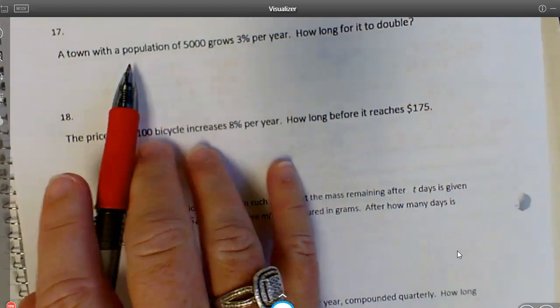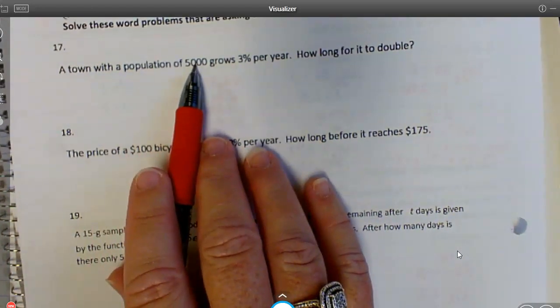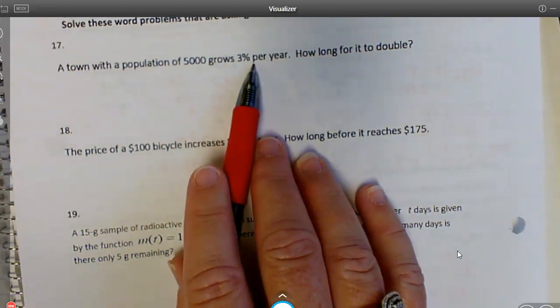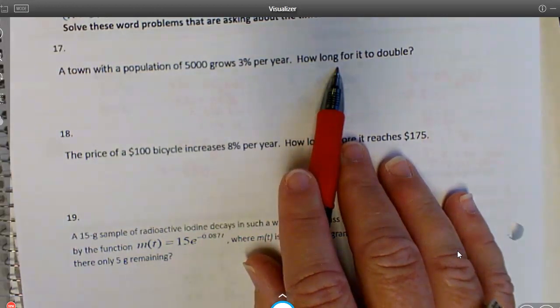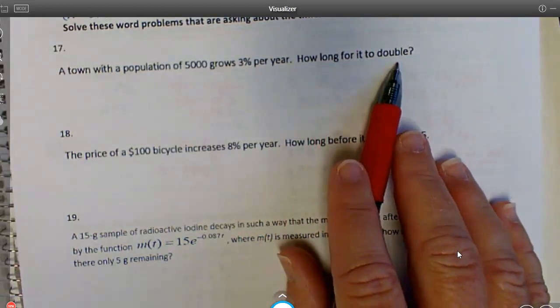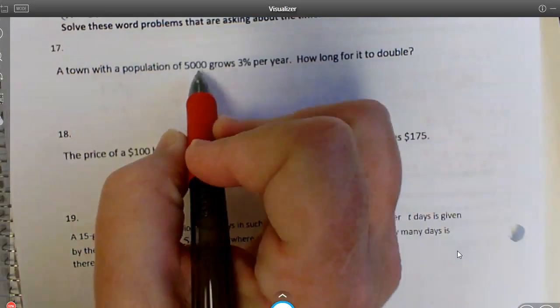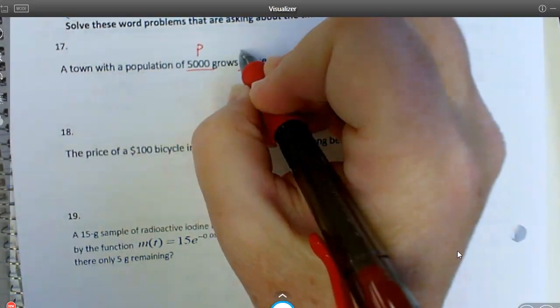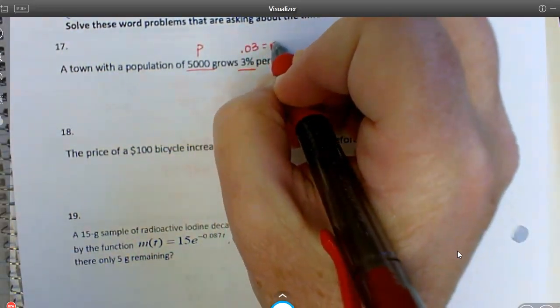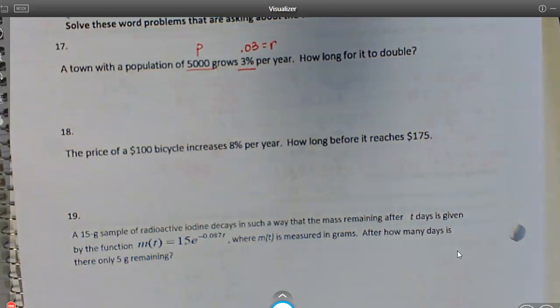So the first question says we have this town of 5,000 people. It's growing at 3% per year. And we want to know how long it's going to take for the population to double. Okay, this right here is still our P. That's our starting value. Our 3% is our rate. Remember, move our decimal over 2 places to the right.